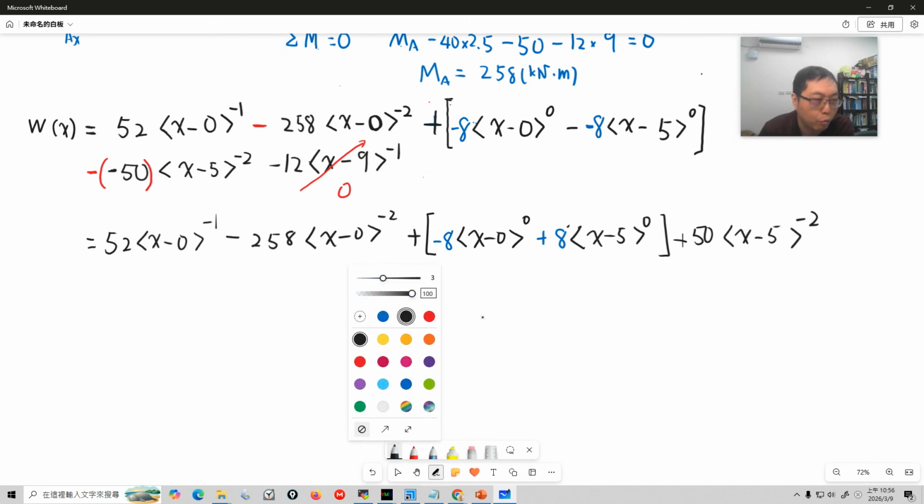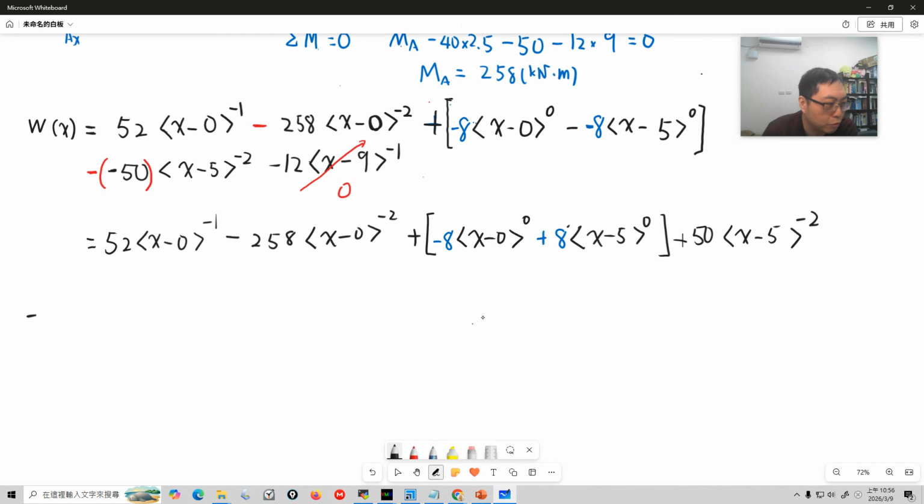So the integrated one will give us the shear force function. Let's call it capital V(x). Just do the integration of the loading function. The first one, this discontinuity function, has power minus 1. How to integrate this? Just add 1 to the power. Because the power is minus 1, it will become 0. It's a rule, right? Just add 1 to the power.